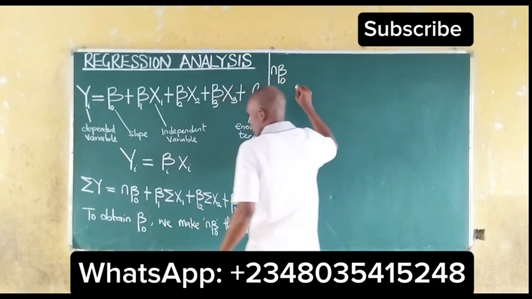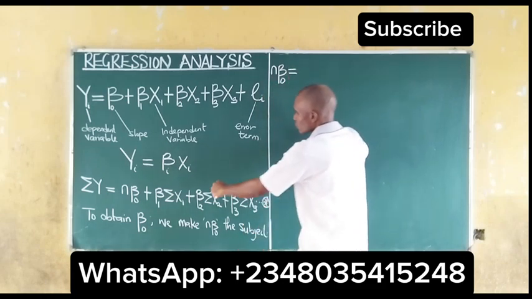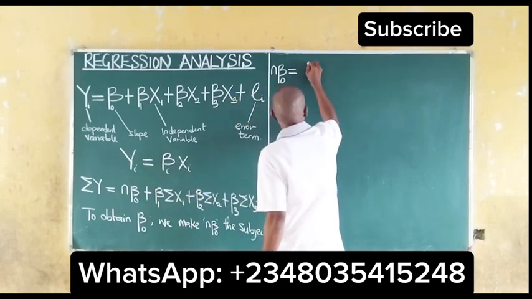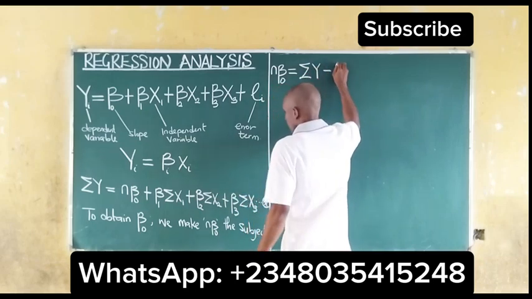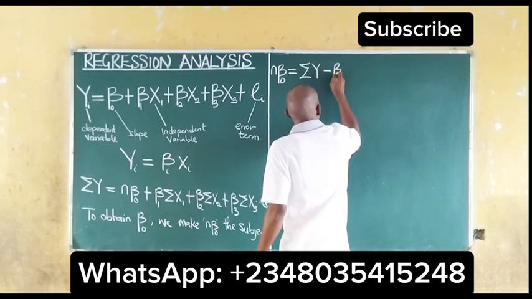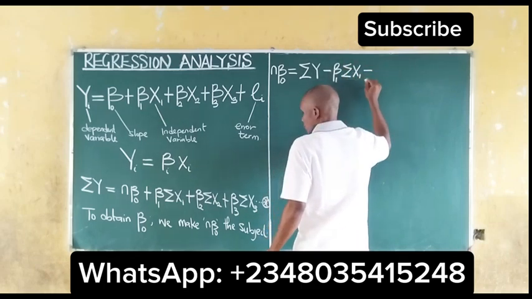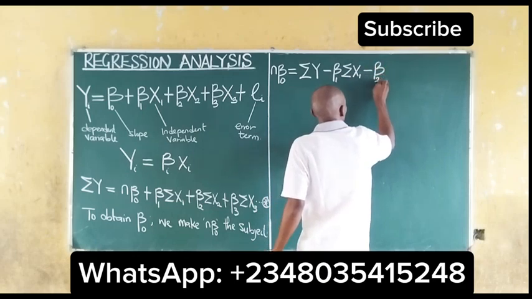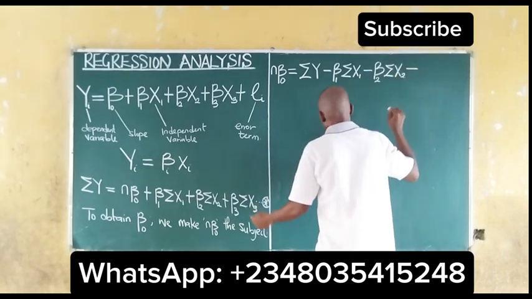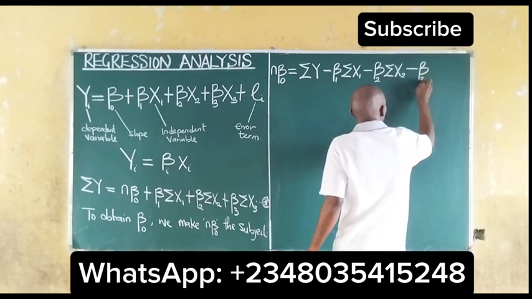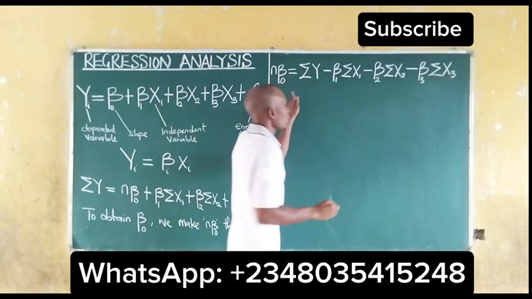So, making this the subject, we have n multiplied by b naught, which is our slope, will be equal to, the whole of this will move over to this side. So we'll have summation of y minus b1 summation of x1 minus b2 summation of x2 minus b3 summation of x3. So this is what we'll get.